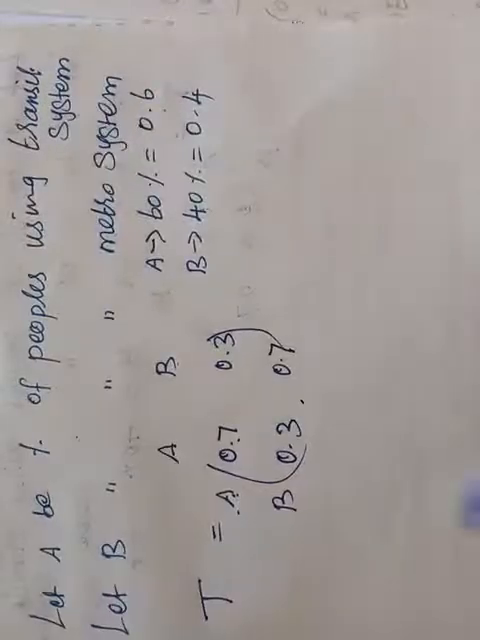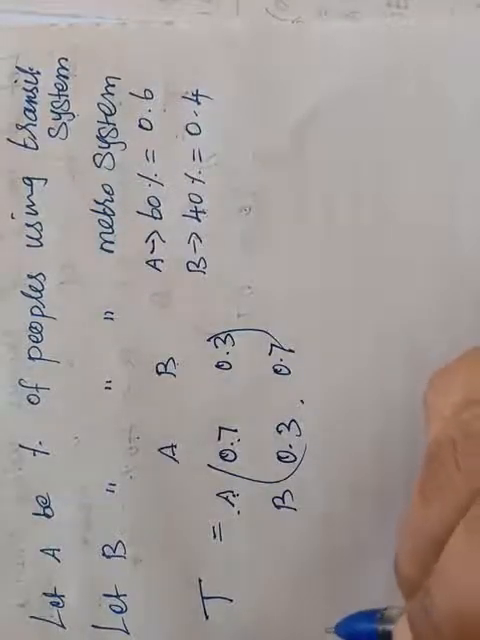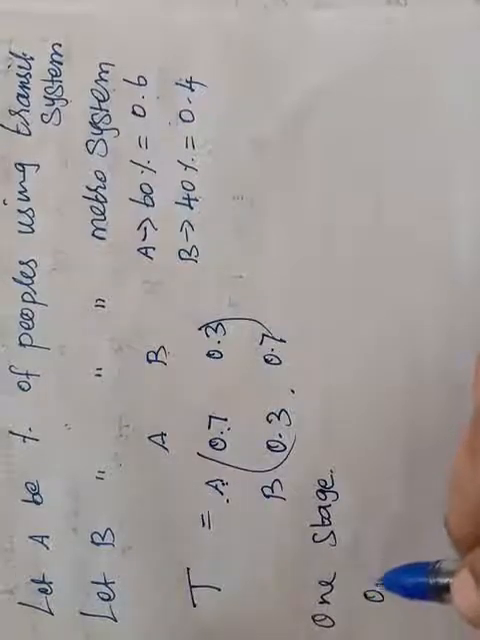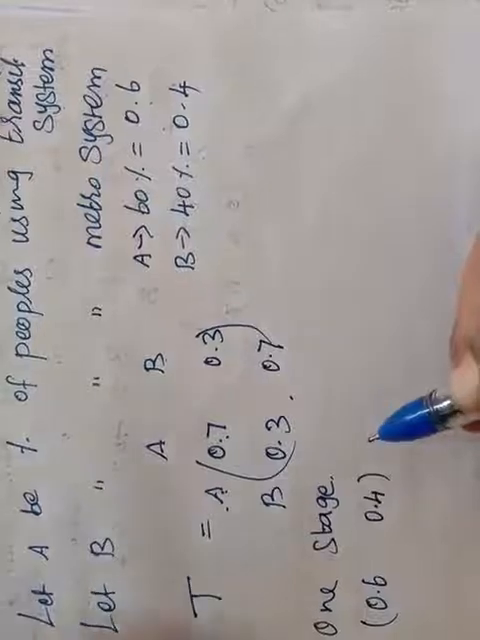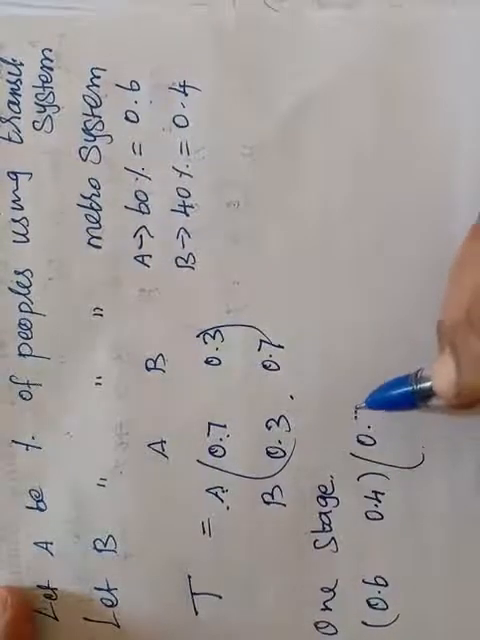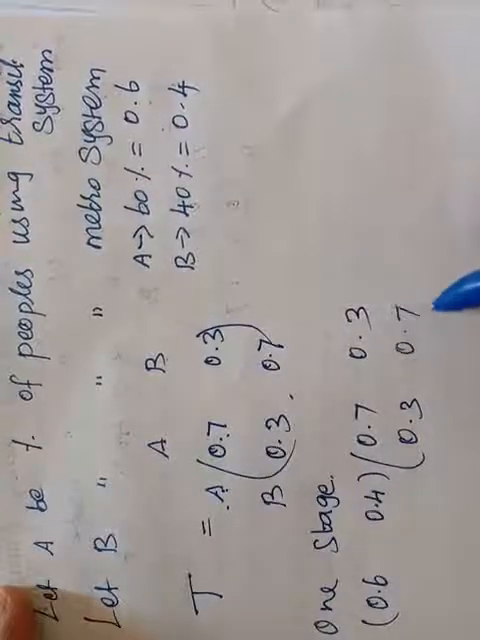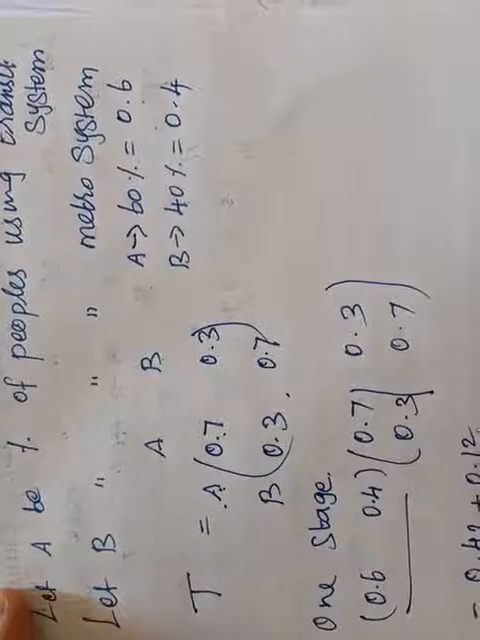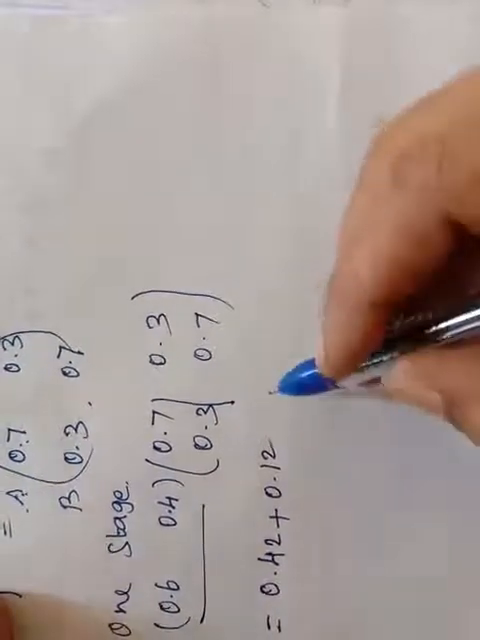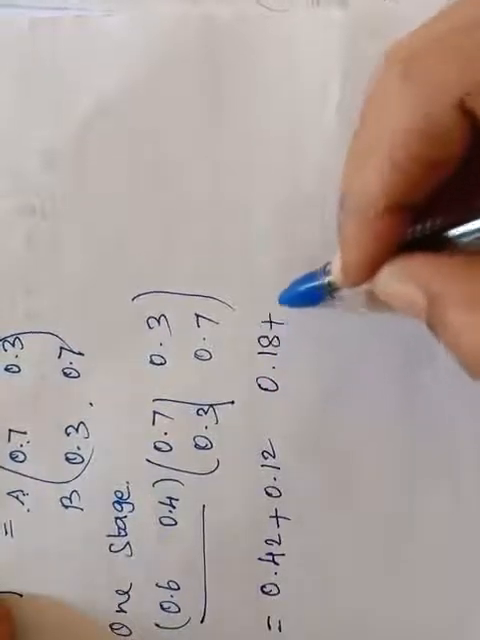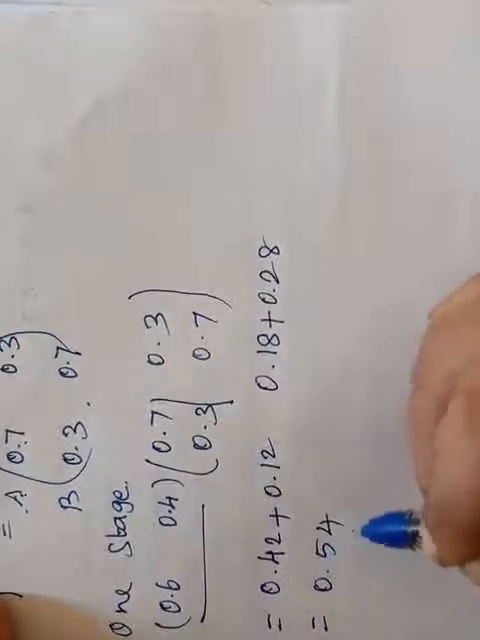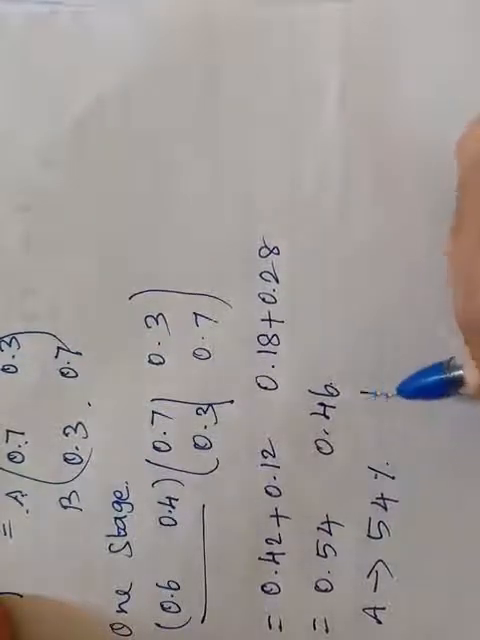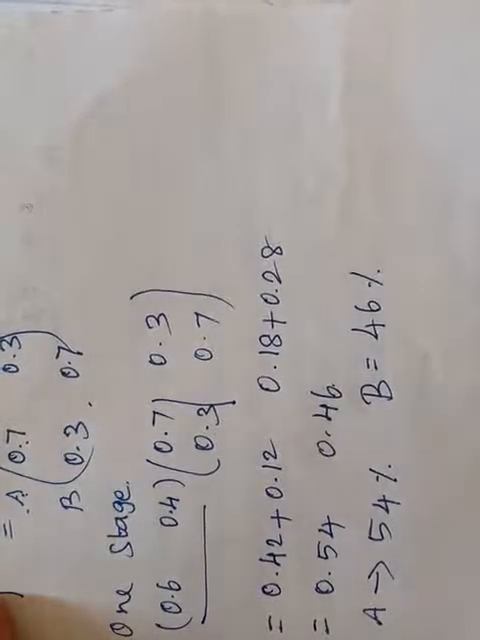For that I said AB into T, you want to write it for the one stage. One stage transition: AB is 0.6, 0.4, into T. What is your T? T is 0.7, 0.3, and 0.3, 0.7. As usual matrix multiplication, you complete: 0.42 plus 0.12, and for the second column 0.18 plus 0.28. We are getting 0.54, 0.46. So how many people are using the transit system? 54%. For B, how many people are using? 46%.